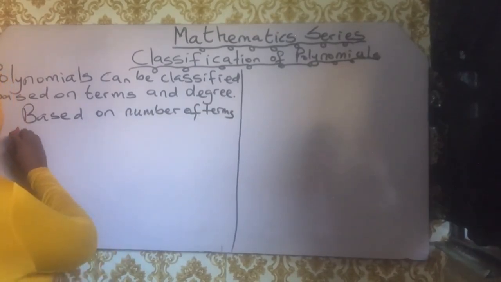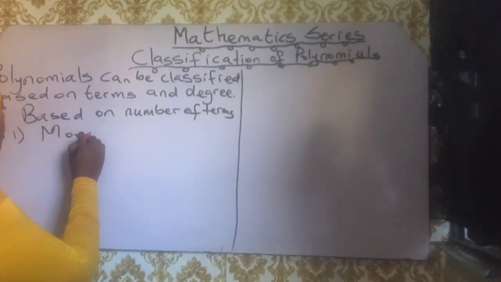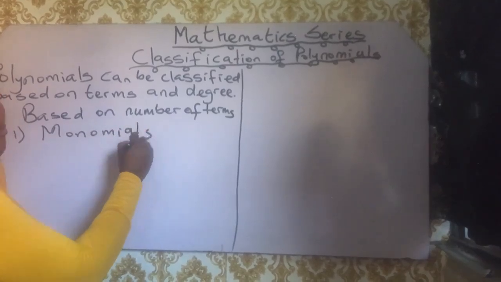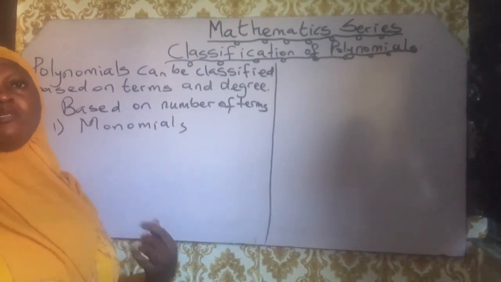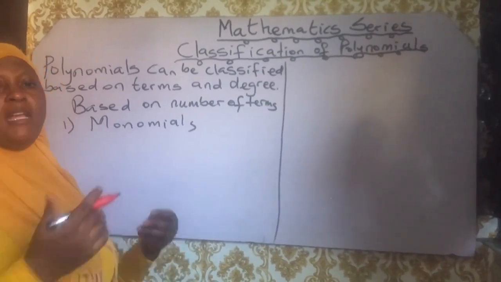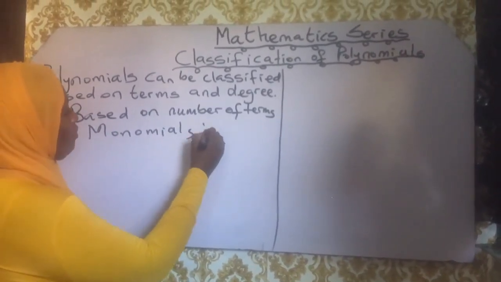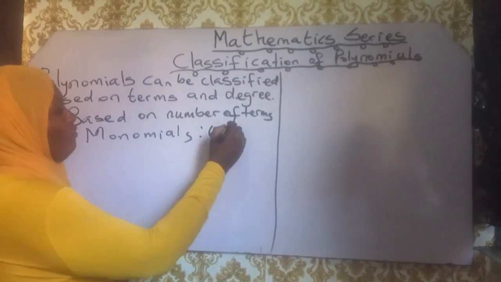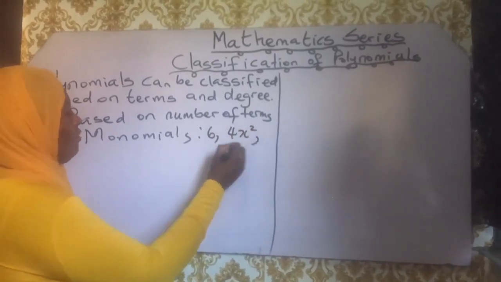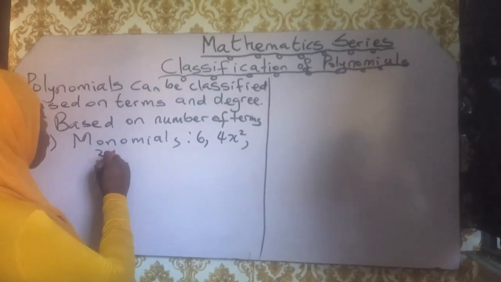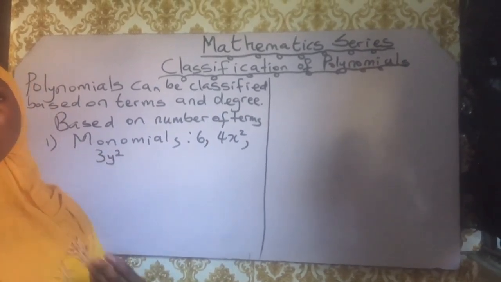So based on number of terms, we have monomials. When we talk about monomials, it means when you have just one term. Example, 6, 4x squared, 3y squared. These are all monomials.